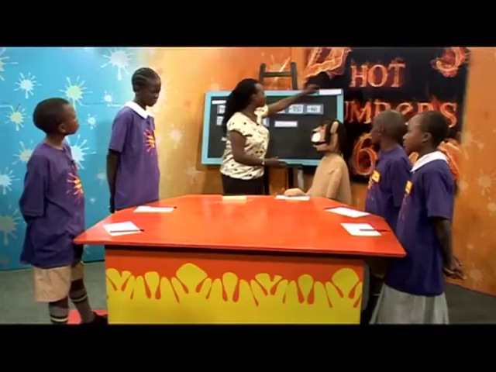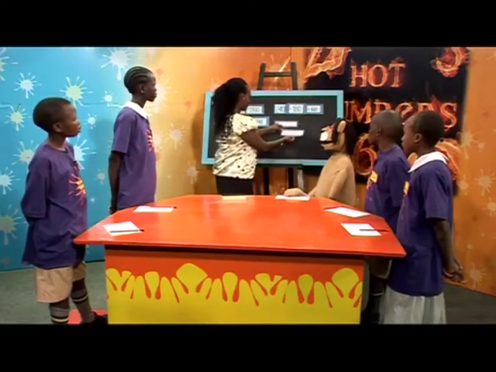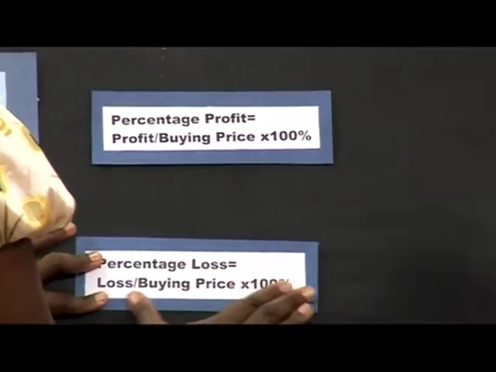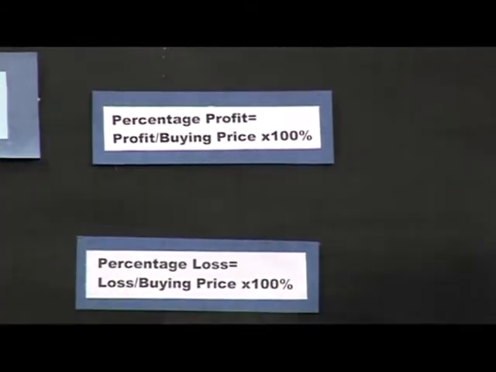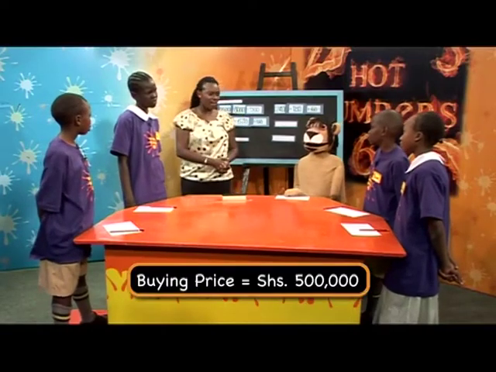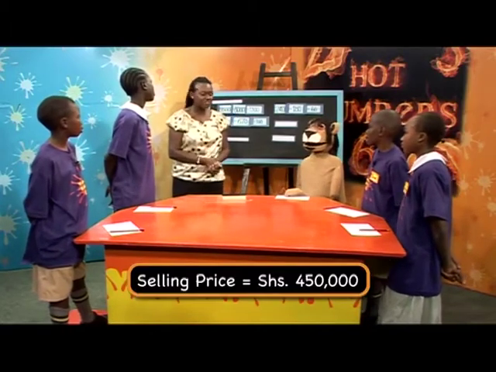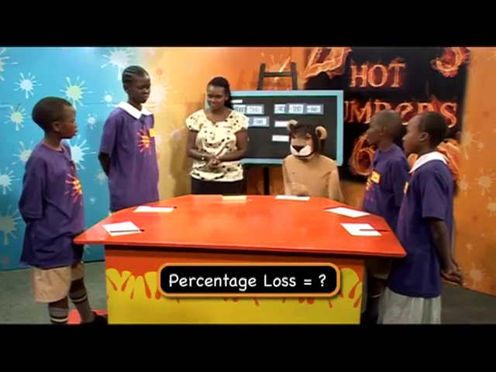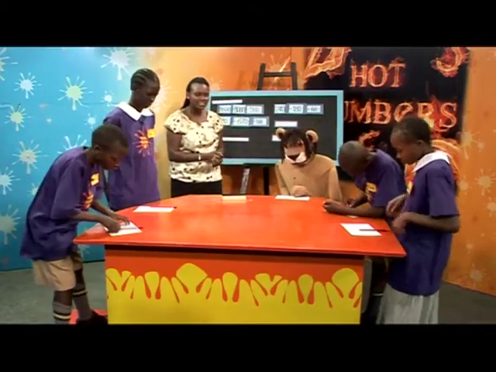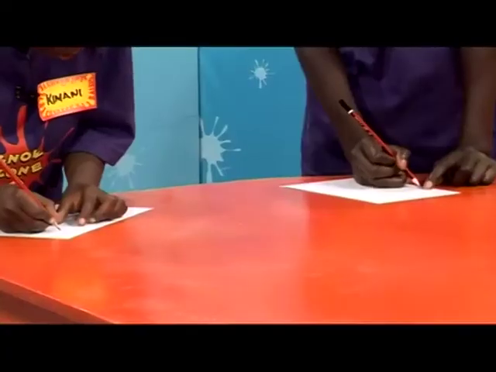Now let's try a different sum this time to find the percentage loss. Remember, the formula remains the same. Percentage loss equals loss over buying price multiplied by 100%. So if a man buys a car for 500,000 shillings and later sells it for 450,000 shillings, what is his percentage loss? Let's work out the sum.